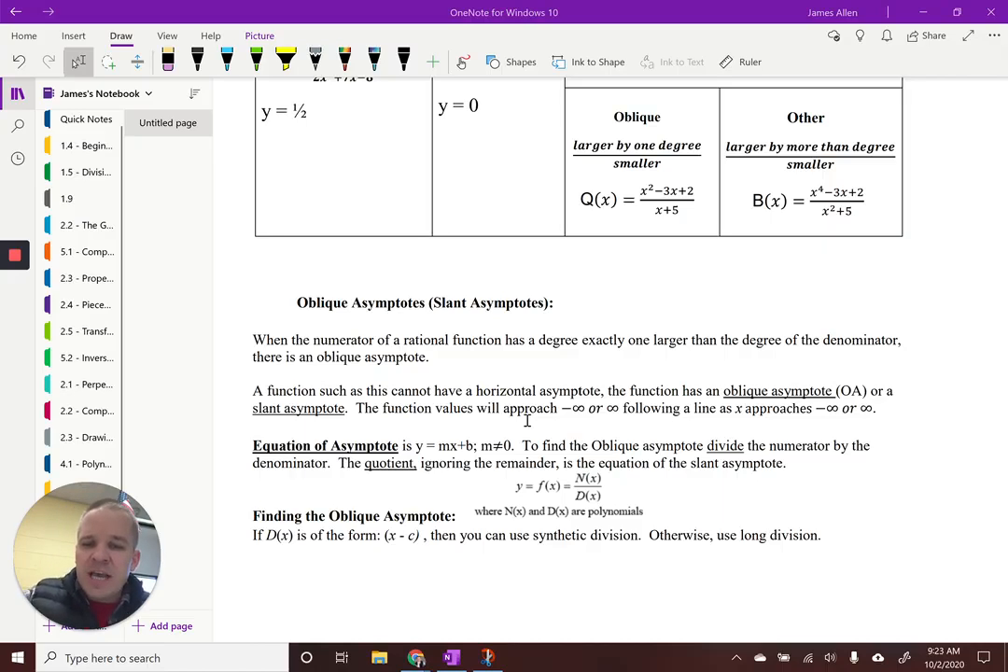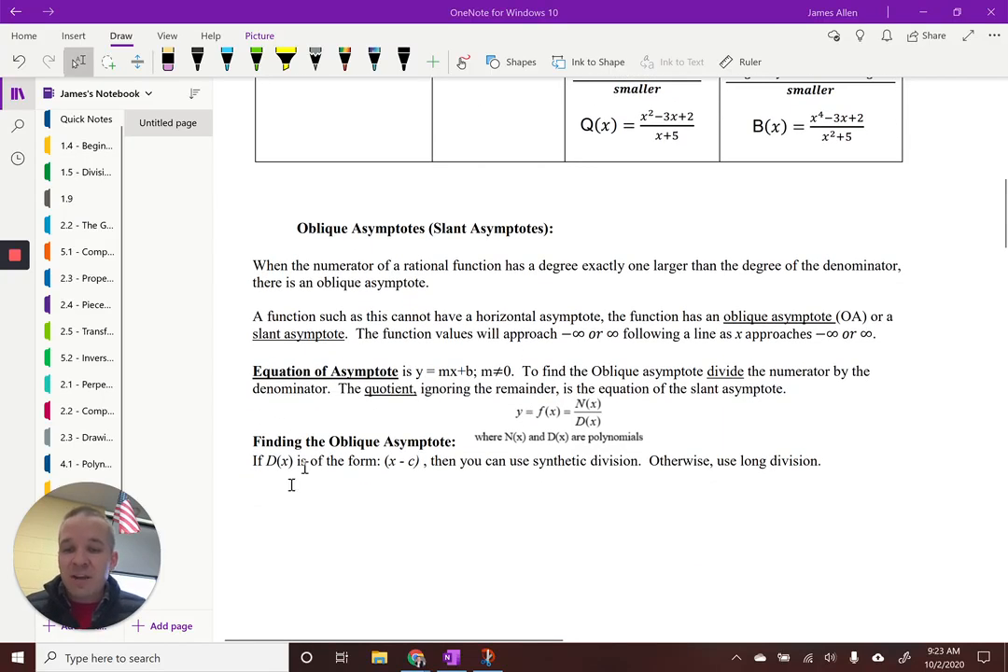So the equation of this asymptote is actually the equation of a line, y equals mx plus b, but our slope is not going to equal 0, right? Because if it was 0, then it's just horizontal, and we're back to horizontal asymptotes. So we're going to have some kind of slope there. Now, to find this oblique asymptote, we're going to be using either synthetic division or long division. But in general, we're going to be dividing. We're going to ignore the remainder, and then that's going to give us the equation of the asymptote.